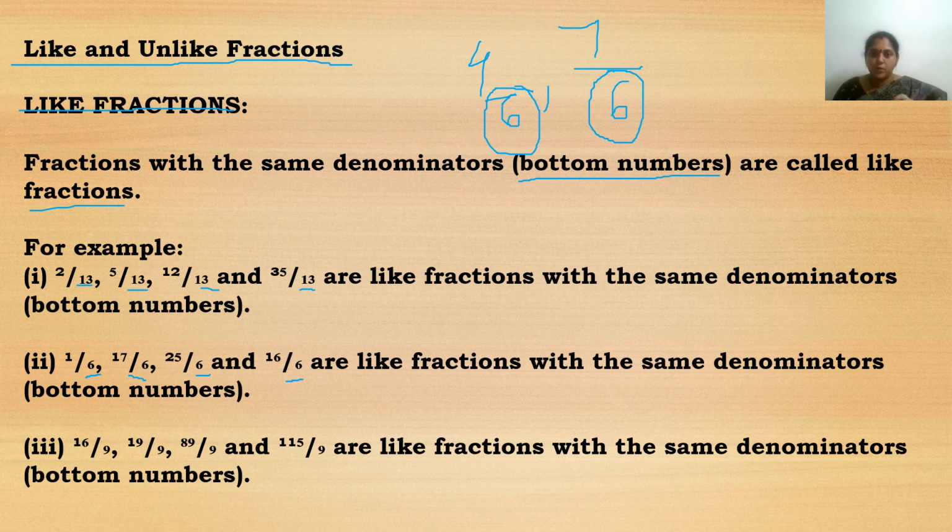In the same way, one more example. 16 by 9, 19 by 9, 89 by 9, 115 by 9. Your denominators here are 9, 9, 9 and 9. All the denominators are equal. So, these fractions are known as like fractions.